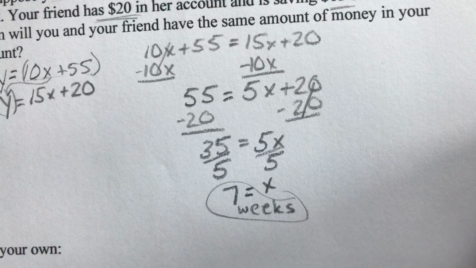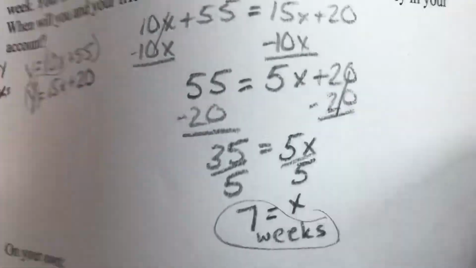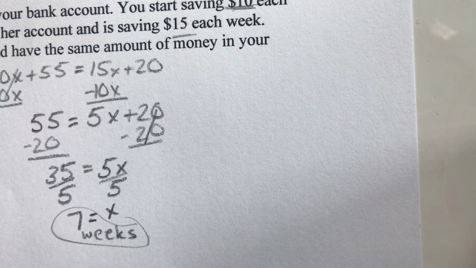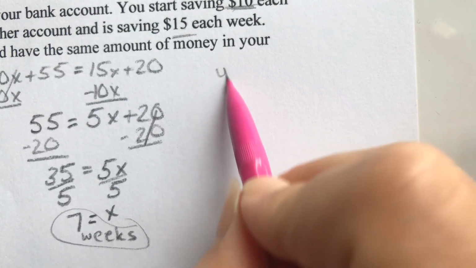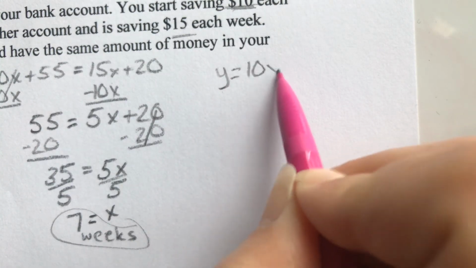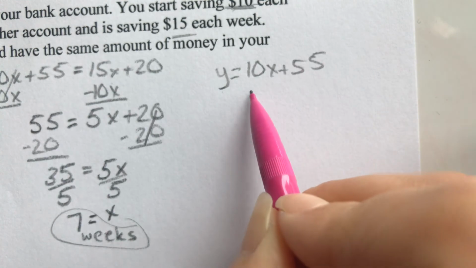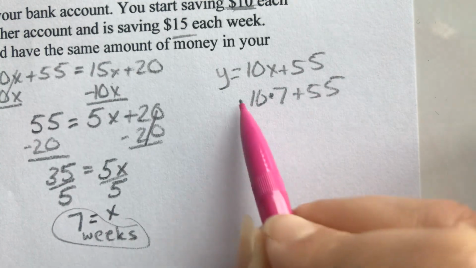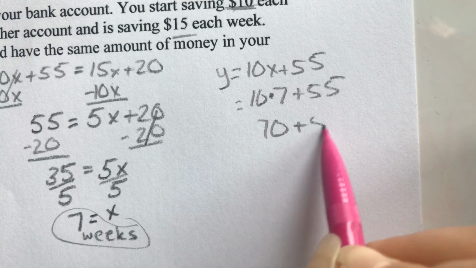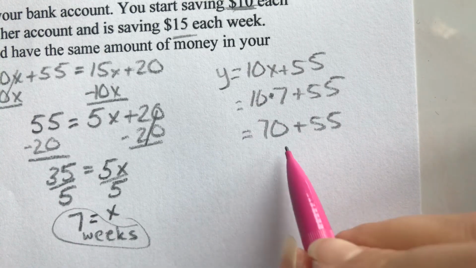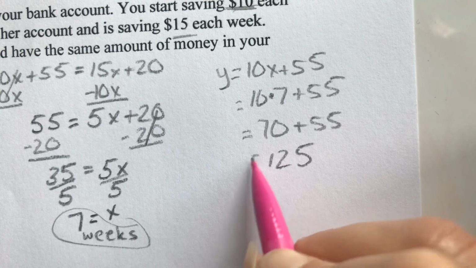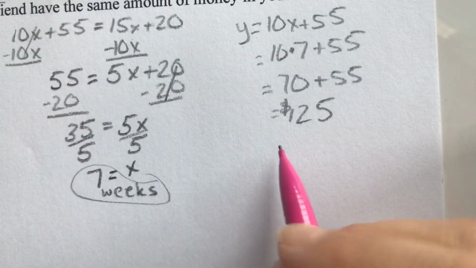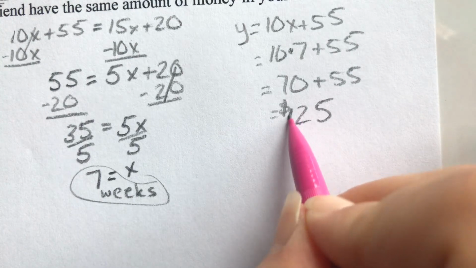Oh, but guess what? We're going to see how much money you've saved at that point, and this is how we're going to check our work. We want to know if we did it right, we're both going to have the same amount. So $10 times 7 plus 55. We've got 70 plus 55, 125. So that's dollars.